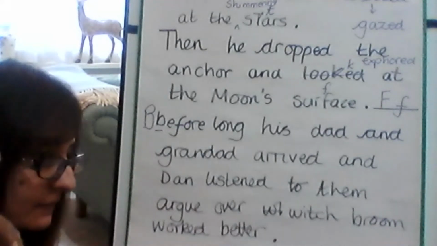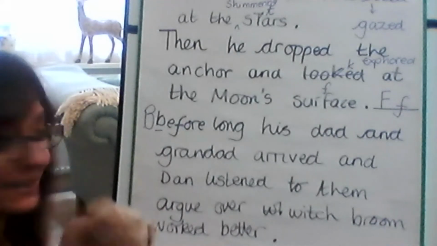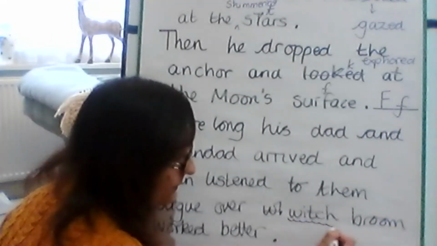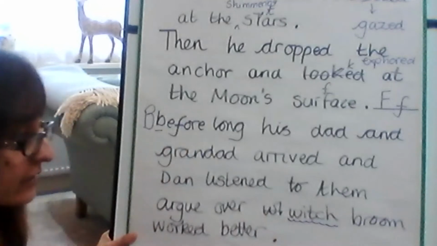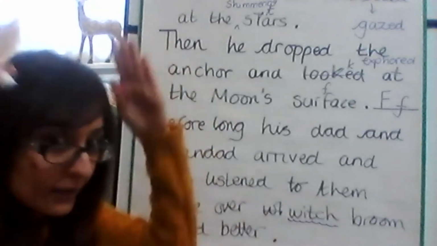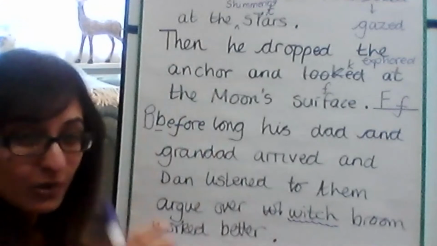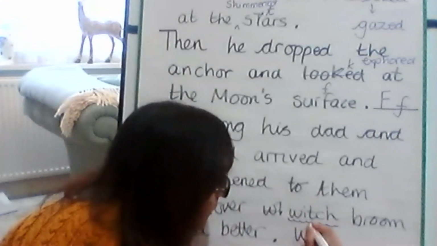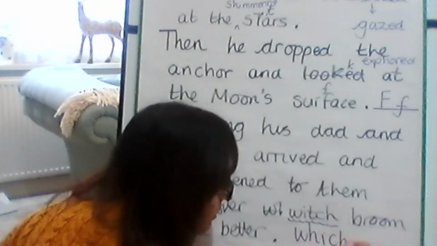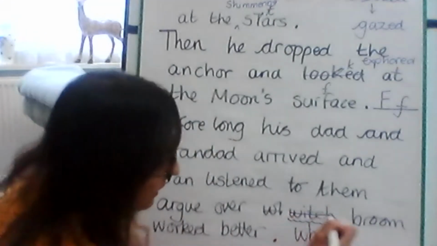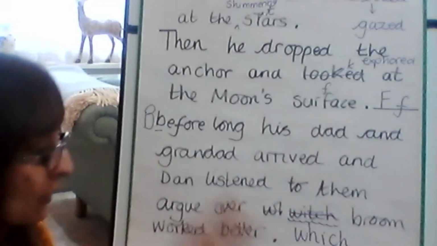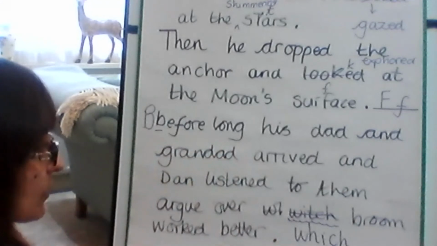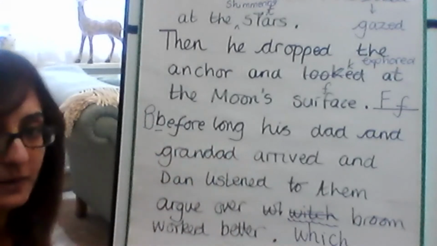Oh no, I think there's another mistake. Teddy said there's another mistake. Which? This witch is the witch that you find in stories who casts spells, and has got a pointy hat, and she's got a magic wand and a spell book. So the which that we need is W-H, which. This one is asking you either or. Before long, his dad and granddad arrived, and Dan listened to them argue over which broom worked better.